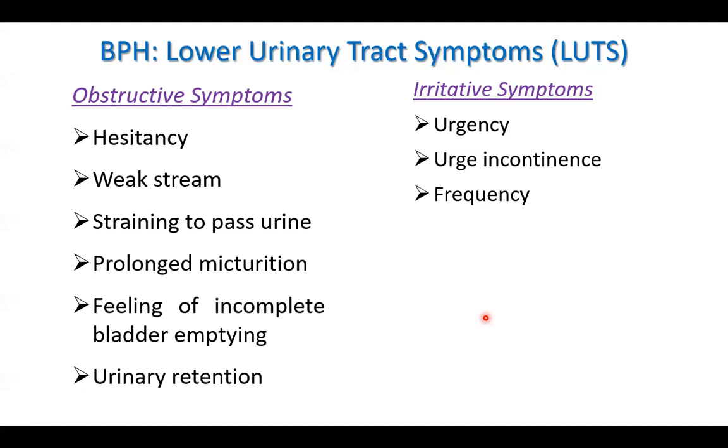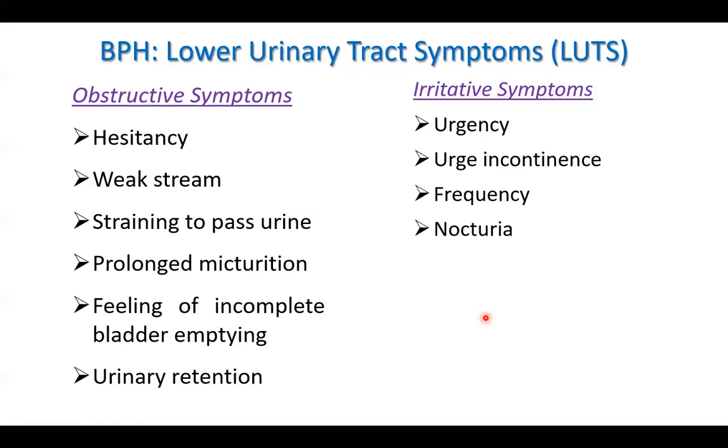So this is frequency. It is usually small amounts of urine but many times, and sometimes they have to wake up at night to pass urine. That's called nocturia. So these are irritative symptoms, and besides there is dysuria as well, which doesn't usually happen with BPH but with infection, like cystitis, so they have dysuria as well, which comes under the irritative symptoms. It usually happens with UTI, cystitis.